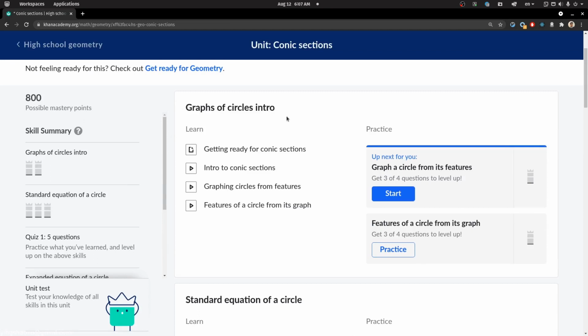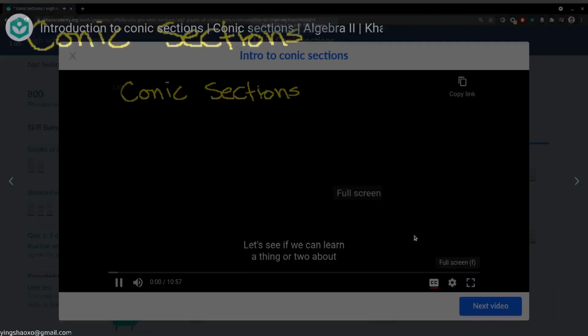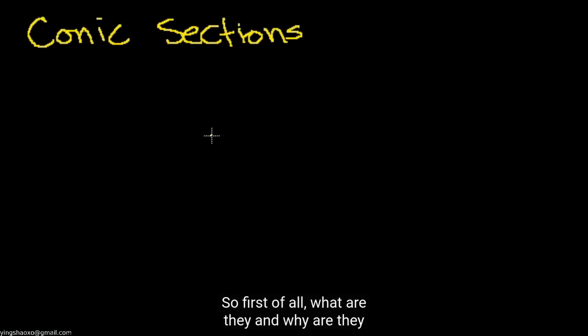Let's get into it. Let's see if we can learn a thing or two about conic sections. So first of all, what are they and why are they called conic sections? Actually, you probably recognize a few of them already, and I'll write them out.